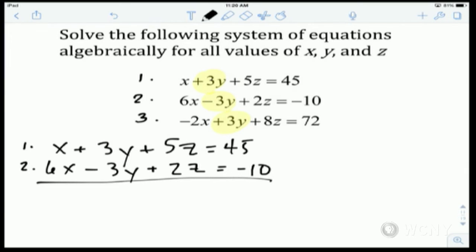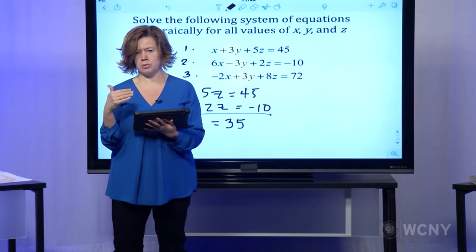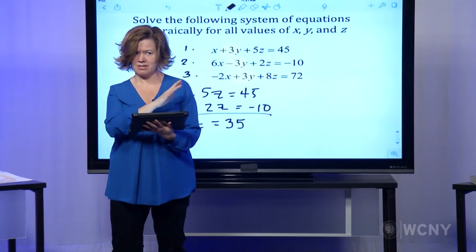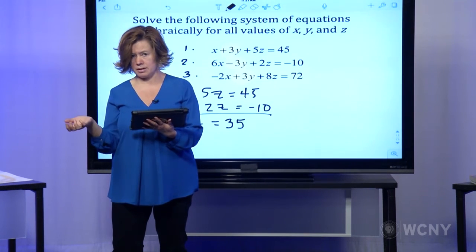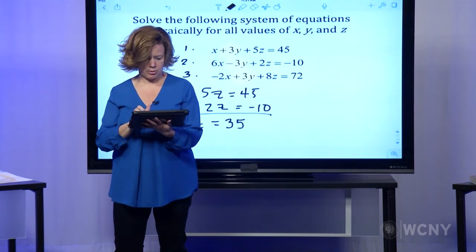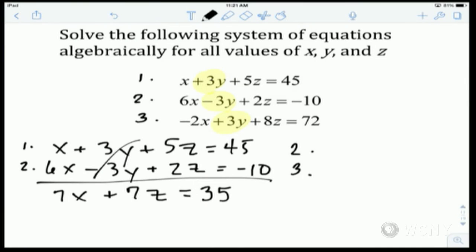When I add these, I'll get 7x, my y's cancel, that was my goal, plus 7z equals 35. Okay, so I've simplified those equations. Now if I look at equations 2 and 3, if I add those, the y's will cancel again. An important point is when you've decided which variable to eliminate, I chose y's. If I eliminate y's in my first set of problems, I need to eliminate the y's a second time. Otherwise, you'll get yourself into a mess. So I chose y's early on. I'm sticking to it. So I'm going to take equations 2 and 3 and do the same thing.